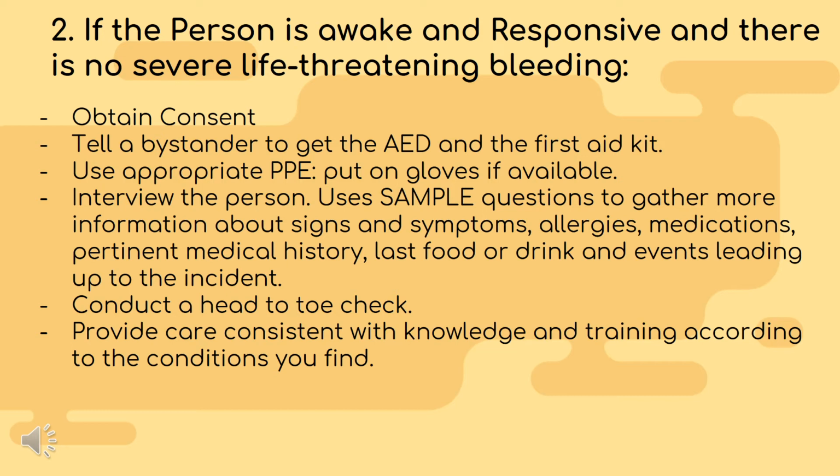Next, conduct a head-to-toe check. Check head and neck, shoulders, chest and abdomen, hips, legs and feet, arms and hands for signs of injury. The head-to-toe check is used as part of the secondary assessment to help establish if any injuries are present on the casualty's body. So next, provide care consistent with knowledge and training according to the conditions you find. Knowledge of first aid promotes the sense of safety and well-being amongst people, prompting them to be more alert and safe in the surroundings they dwell in.